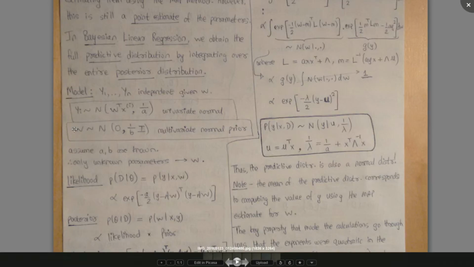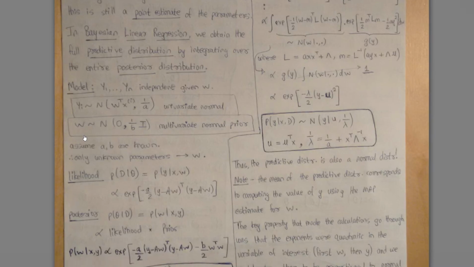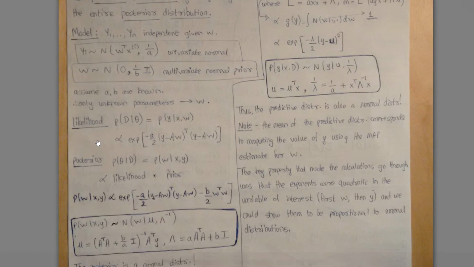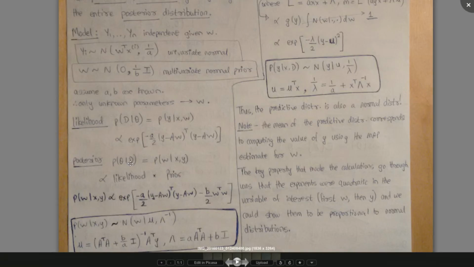And then furthermore, we can put a prior on this W, and we can say that W is a multivariate normal with mean vector 0 and covariance matrix 1 by B times the identity matrix, where B again is a precision along each dimension of this multivariate Gaussian, right? And when we say this, then the posterior of W given the data becomes the product of the likelihood and the prior. Okay, we don't have to say this for this to be true. This is always true, but we have assumed a certain form for the prior now.